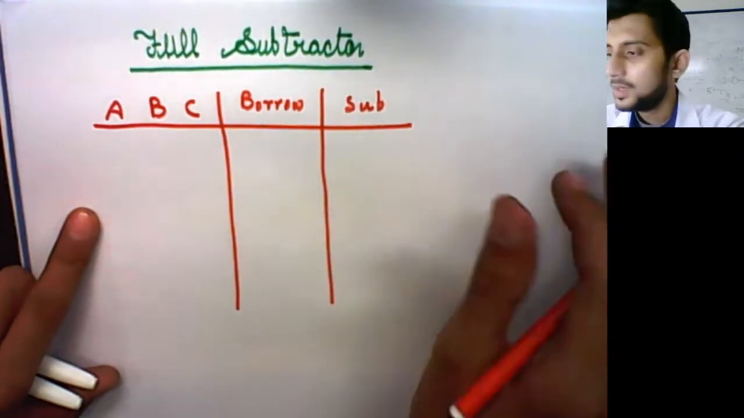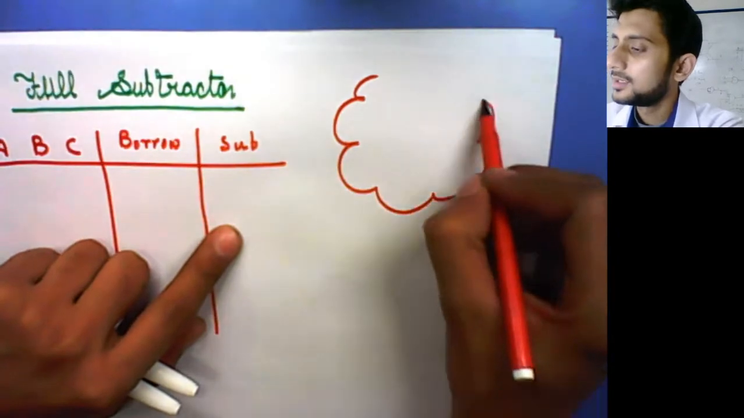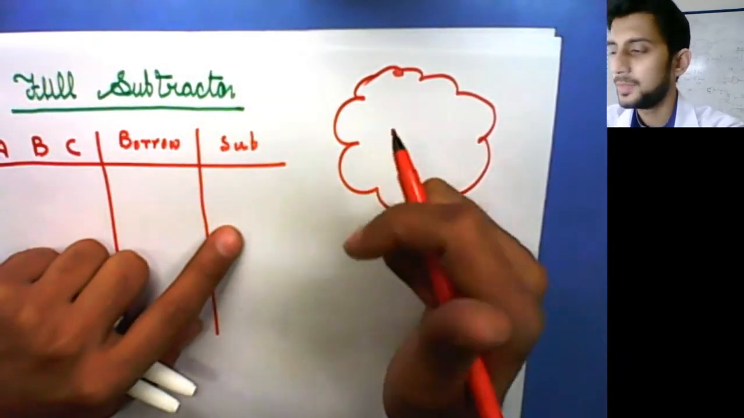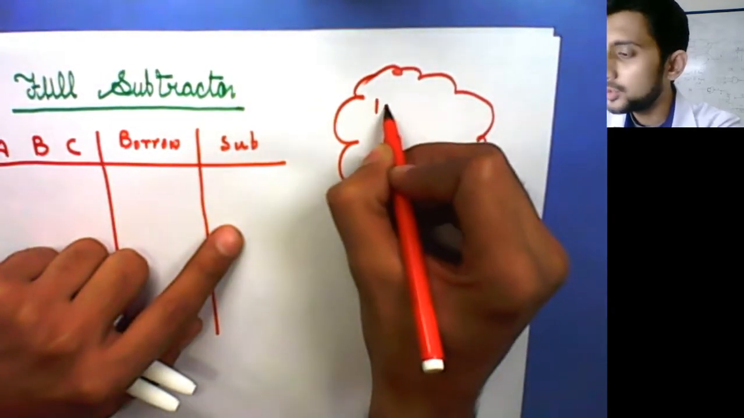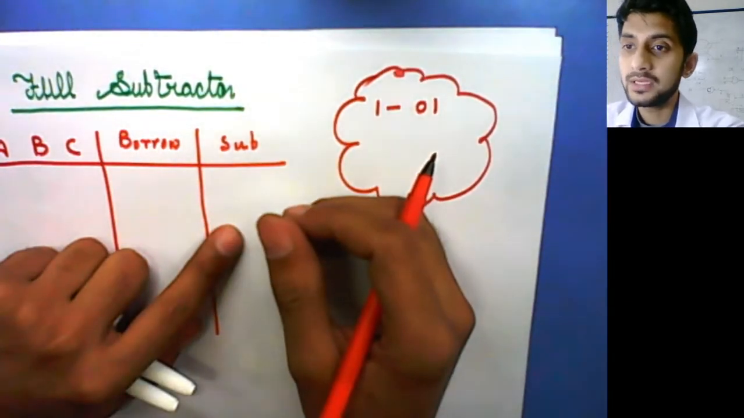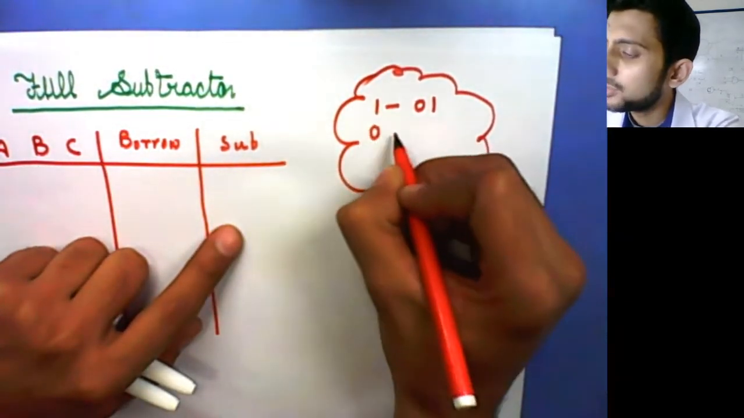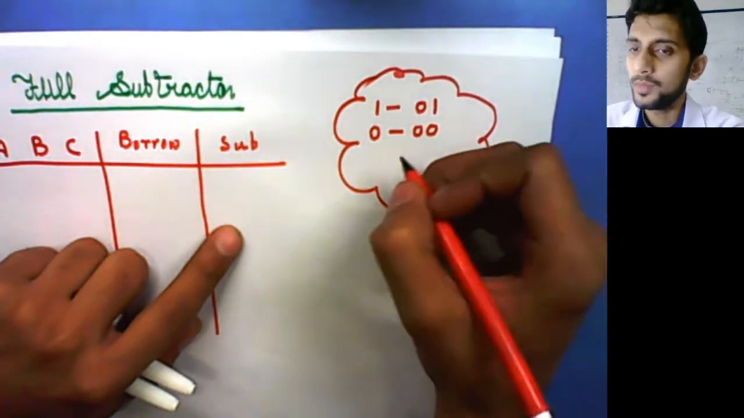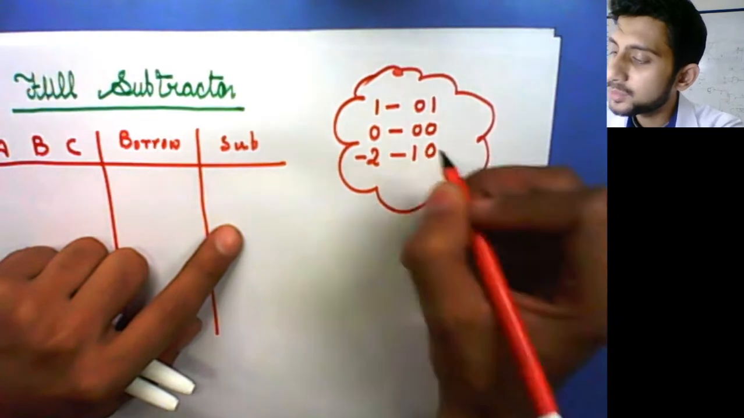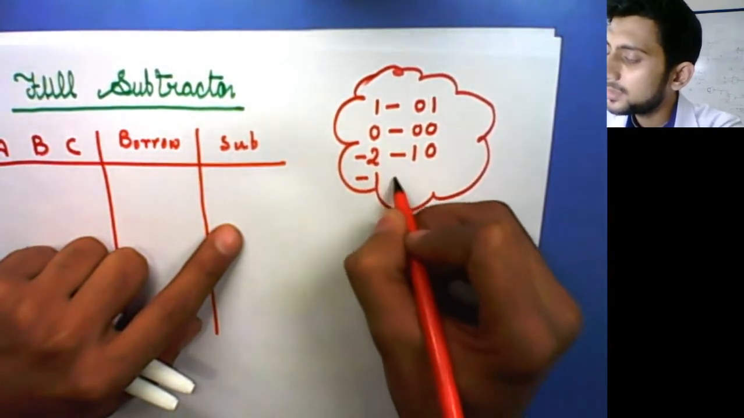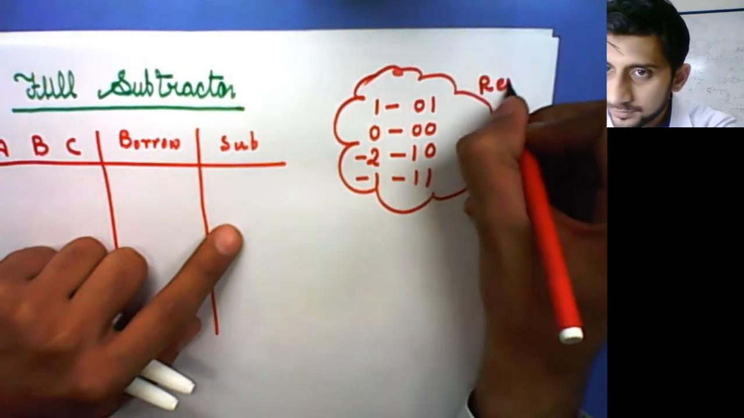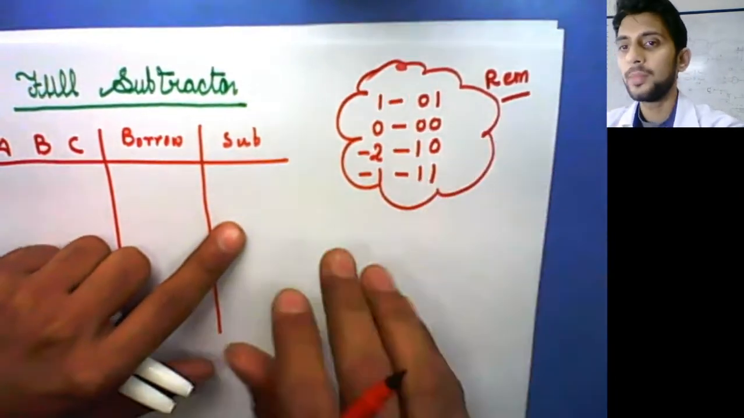Fine. But before that, you should remember that in subtractors we represent the numbers in 2's complement. If I have to represent 1 in 2's complement, I represent it by 0 1. Let's say I have to represent it in 2 bits. If I have to represent 0, I represent it as 0 0. If I have to represent minus 2, I represent it as 1 0, and if I have to represent minus 1, I write it as 1 1. So these are the 4 things which we have to remember. Okay, this should be in your memory.